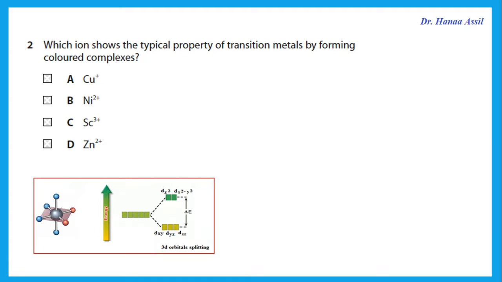Copper is originally atomic number 29, so originally it is 4s1 3d10. So if we say copper 1 plus, that means we're going to lose which electron? We lose first from the 4s. So copper 1 plus will lose the electron in the 4s1, and that means my 3d is still completely filled. So that will not be colored.